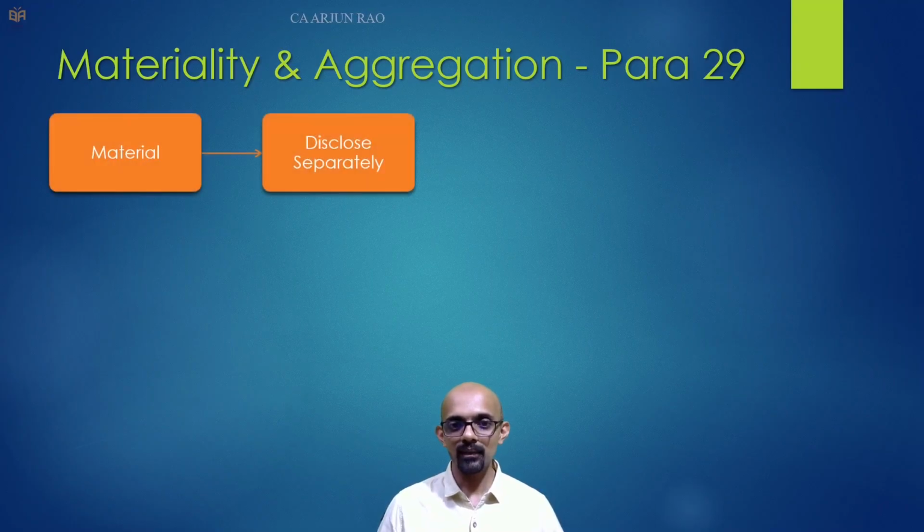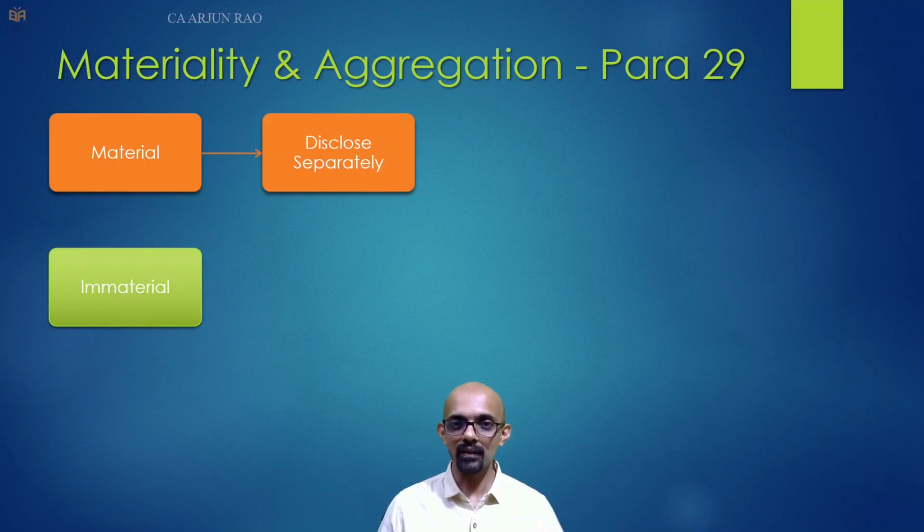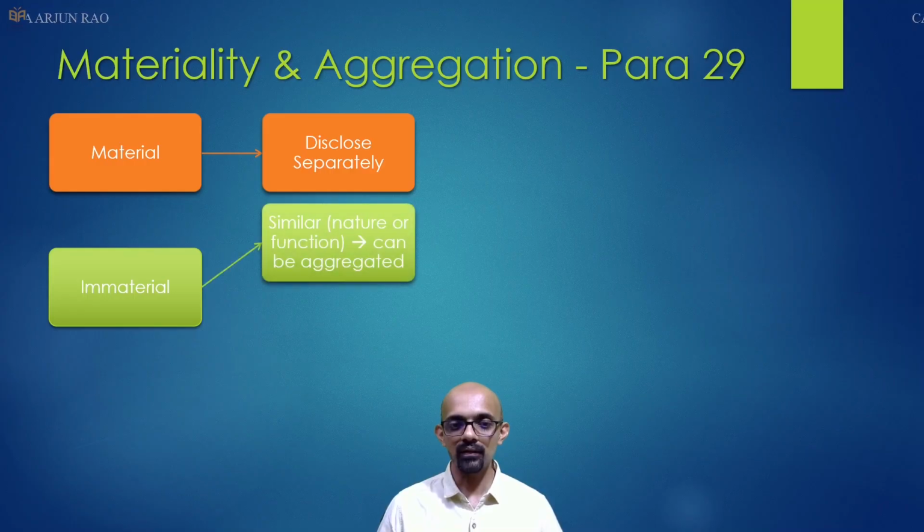So material items need to be disclosed separately, either as separate line items in the financial statements or in the notes to accounts. Immaterial items, that is items that are not material, this of course will vary from entity to entity. Then general rule is they can be aggregated, need not be presented separately. So we analyze this further. If an immaterial item is similar in nature or function, then it can be aggregated. Similar in nature means raw materials or WIP or finished goods or depreciation or finance cost and so on.